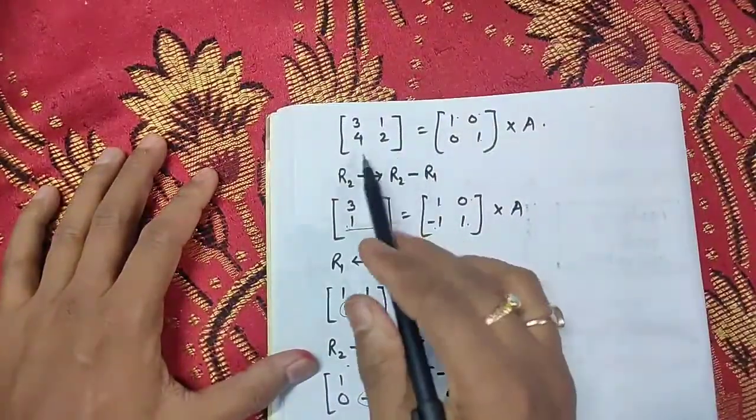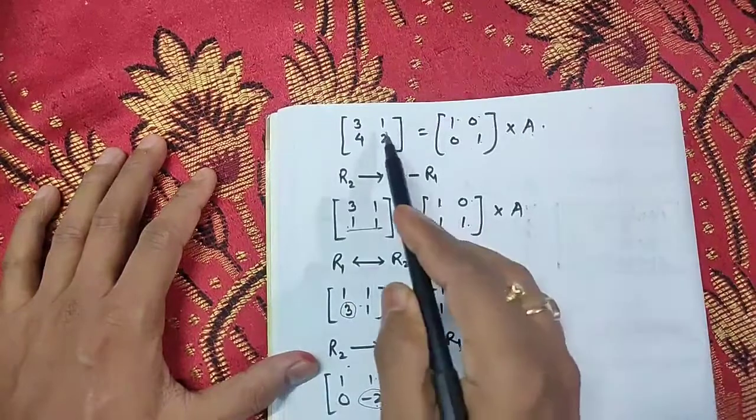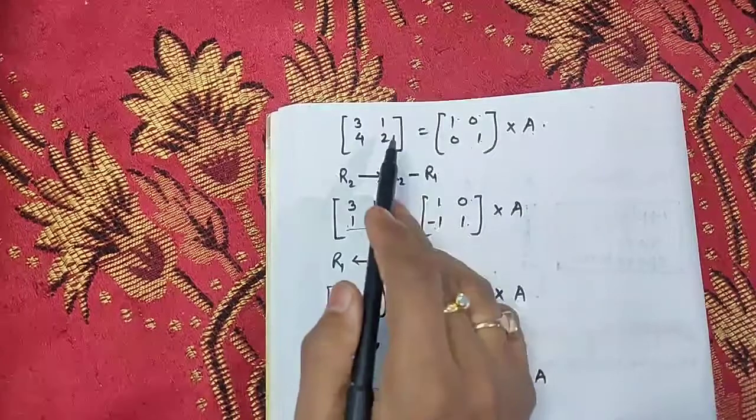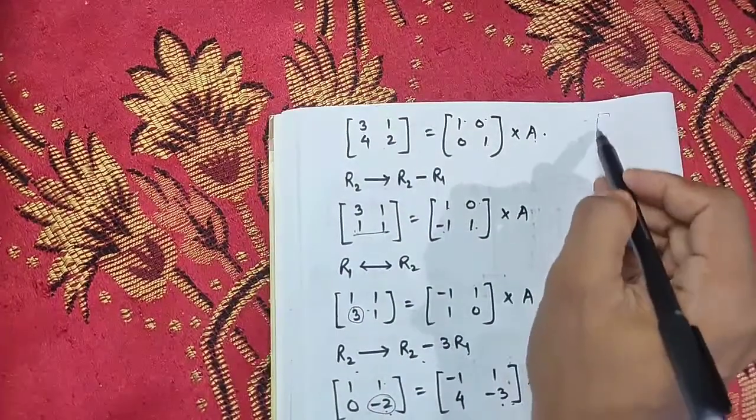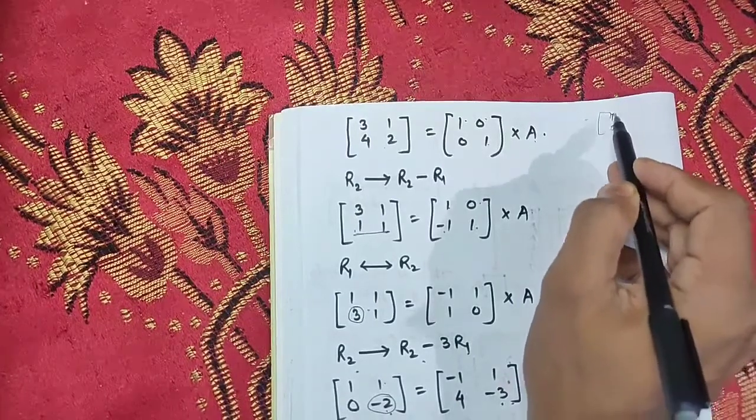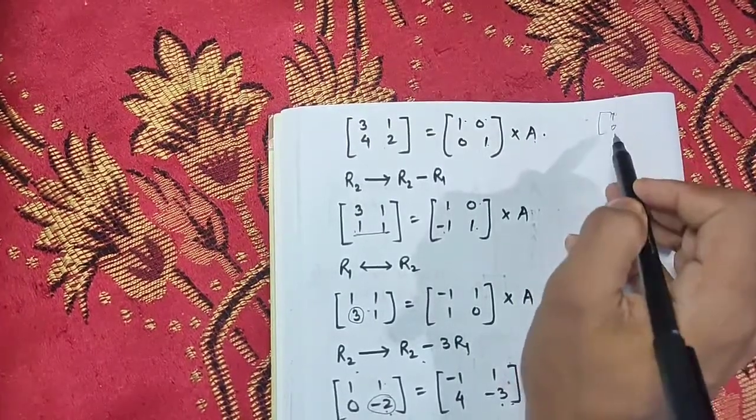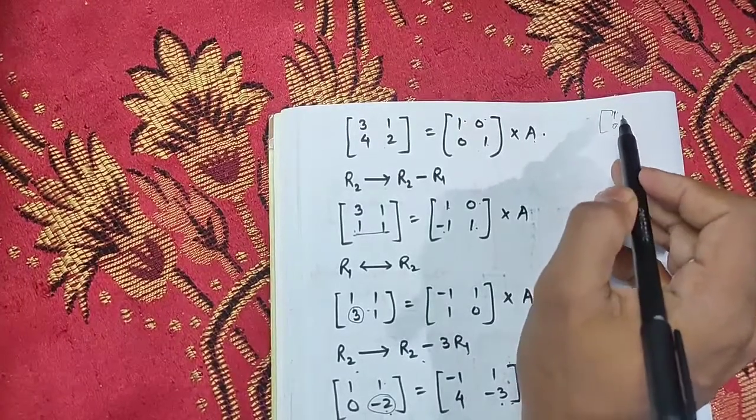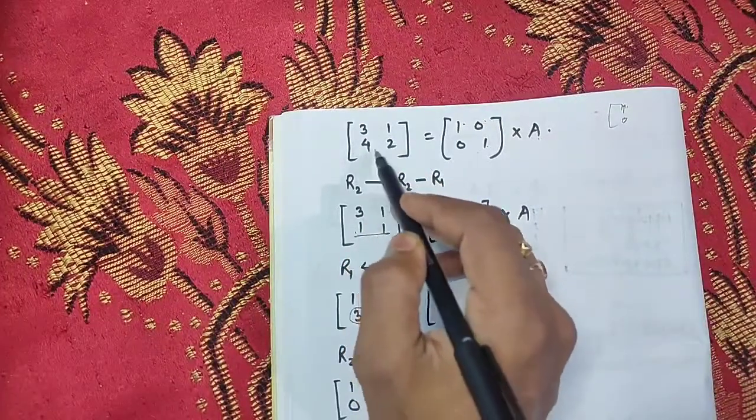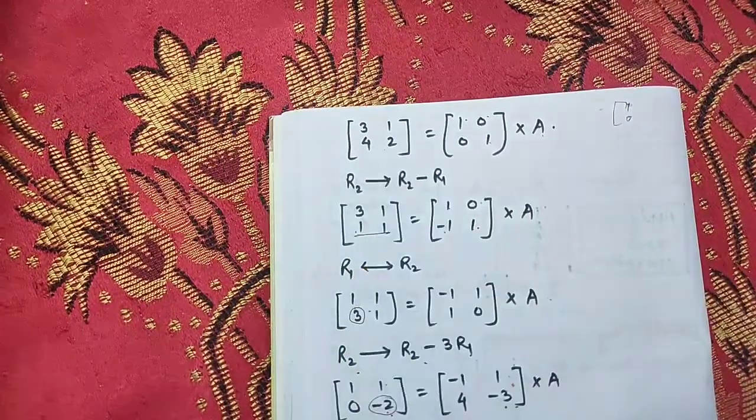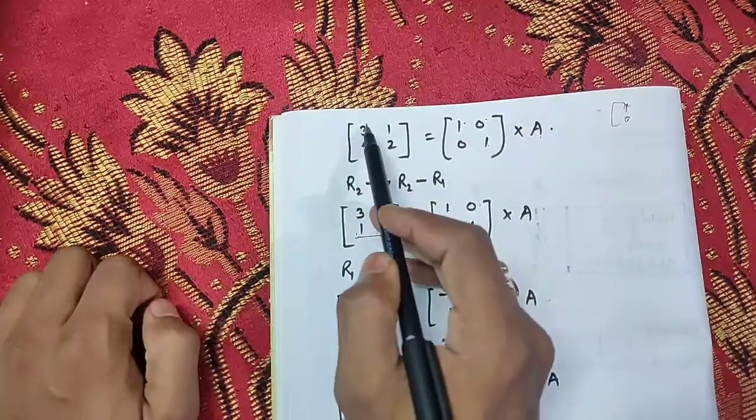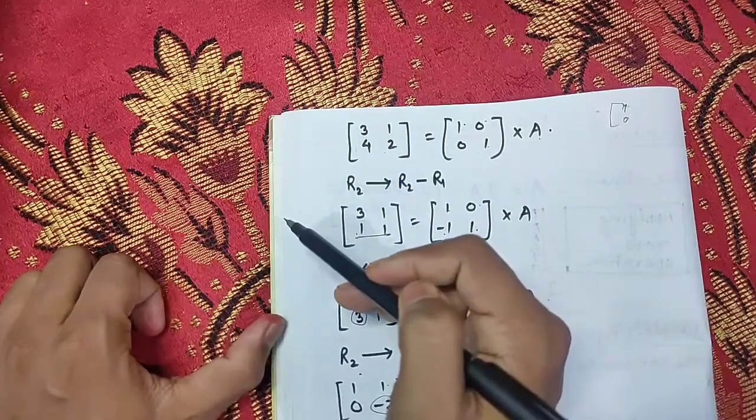So this is given. A equals I into A. Now this matrix we have to make 1, 0, 0, 1. So first we will go like this. 1, 0 first we have to make. First we have to make the column of the identity matrix. So our target is to bring 1 in this position and 0 in this position. Now what operation will we apply to make the first element as 1?